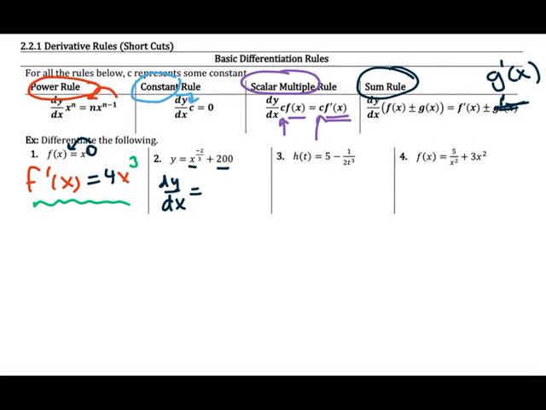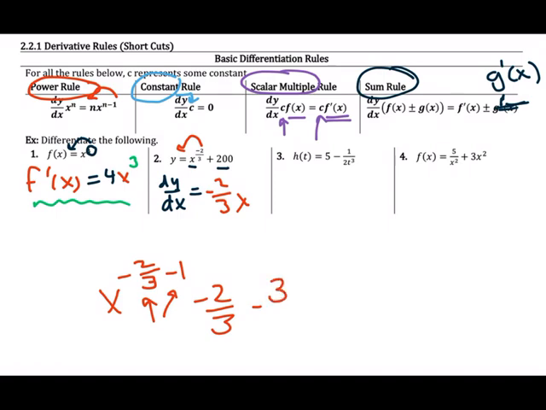So for our first term, we're going to apply the power rule. That's going to be negative 2/3 times x, to the power of whatever negative 2/3 minus 1 is, because I should be taking my exponent that was already there and subtracting 1. Well, negative 2/3 minus 1, which is the same thing as 3/3, gives me negative 5/3. So this is going to be to the power of negative 5 over 3.